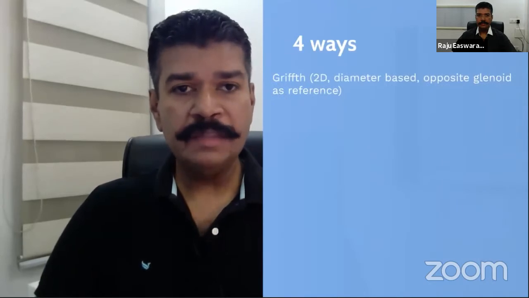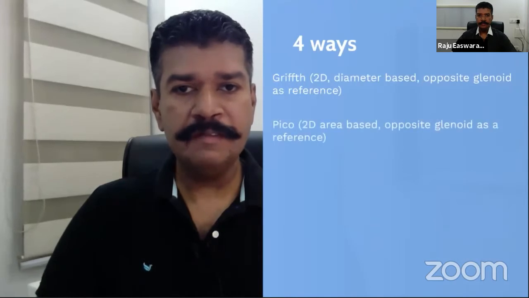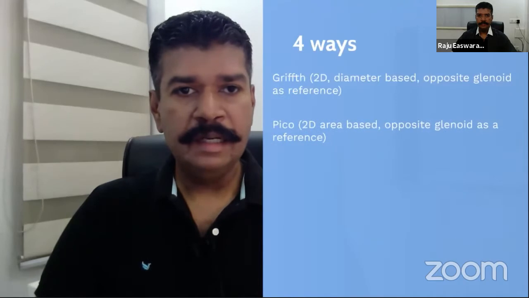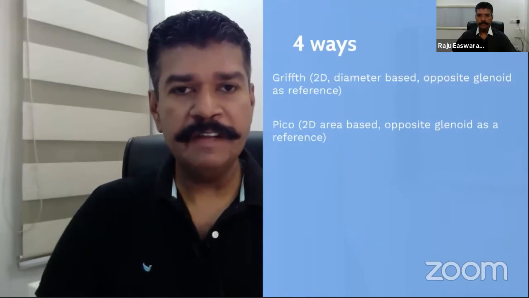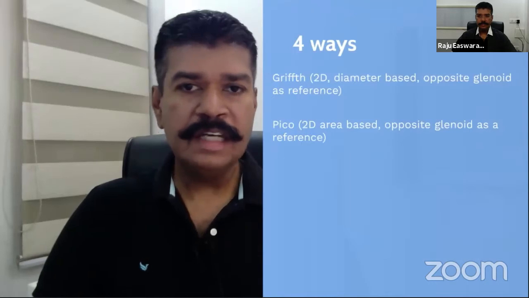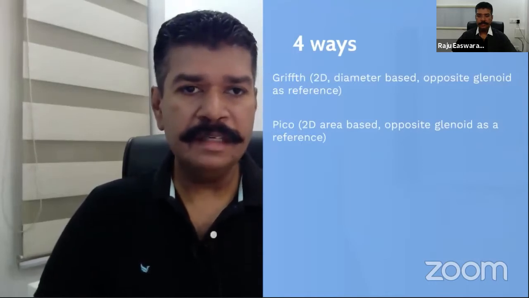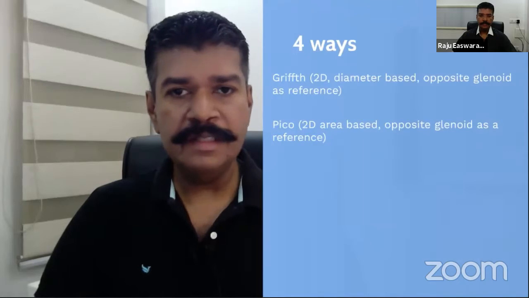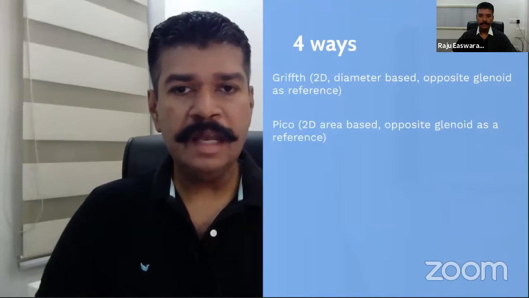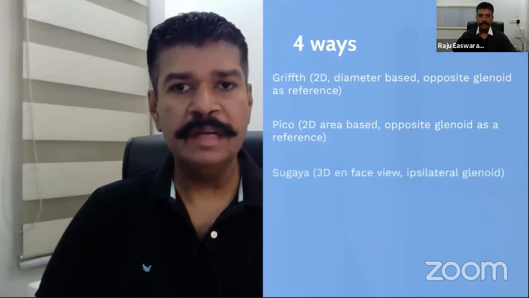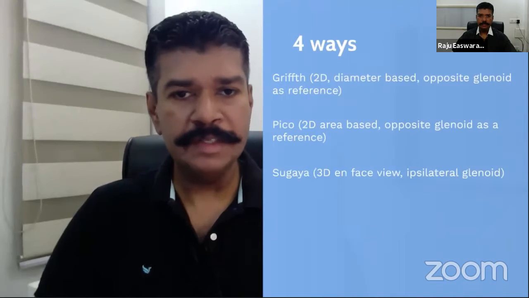It's a 2D based method, a diameter based method, wherein the opposite glenoid is used as a reference. The PICO method, which again is the same method, but it's an area-based method and a length-based method. So the essential difference between Griffith and PICO is that while one assesses the difference in the diameter, the other assesses a difference in the area. Since area is a square of the diameter, both these methods don't vary that much when it comes to assessment of bone loss in terms of ratios or percentages.